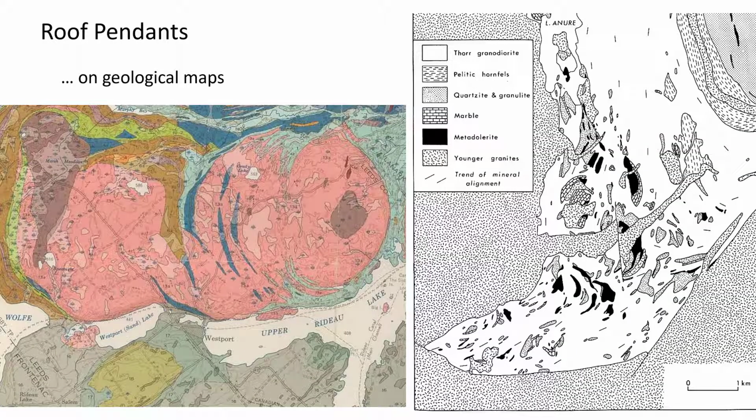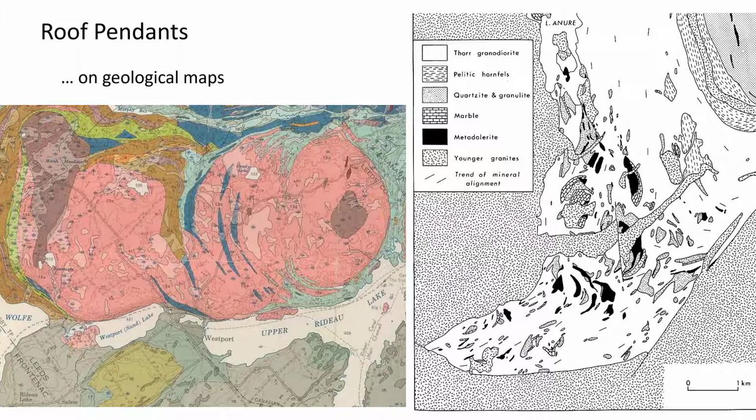On geological maps, you can also see how roof pendants are interpreted. The map on the left is from the Kingston area, and you can see in the pink is the plutonic rock. The dark and light blues are the older rocks that in some cases are preserved within the pluton itself. And so these are examples of local roof pendants. In the example on the right, we have the Thor granodiorite in white, and you can see within that unit there are xenoliths and roof pendants of the older units that are preserved.